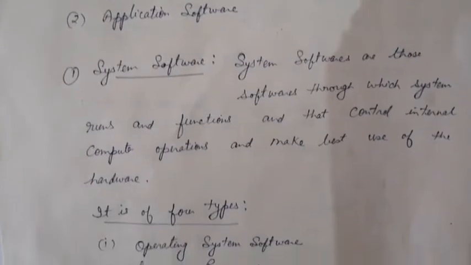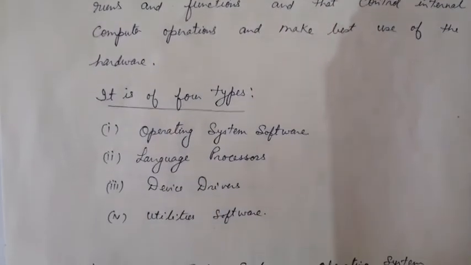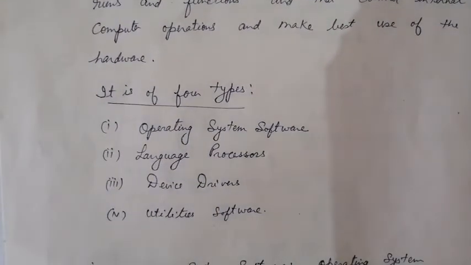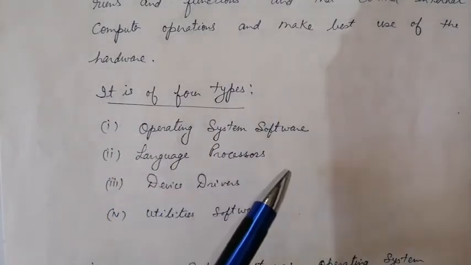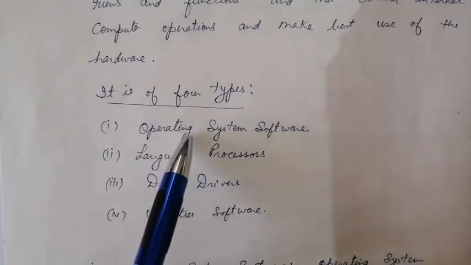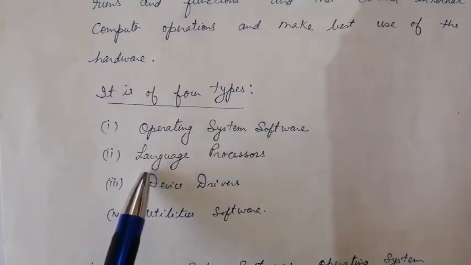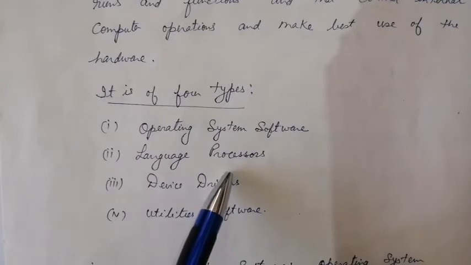Now, system software is of 4 types. First one is operating system software, which operates the system. Second one is language processor.